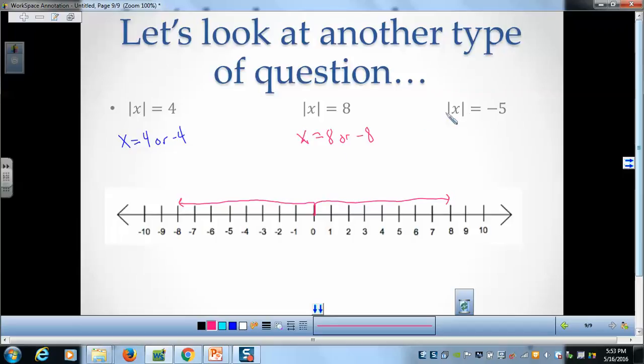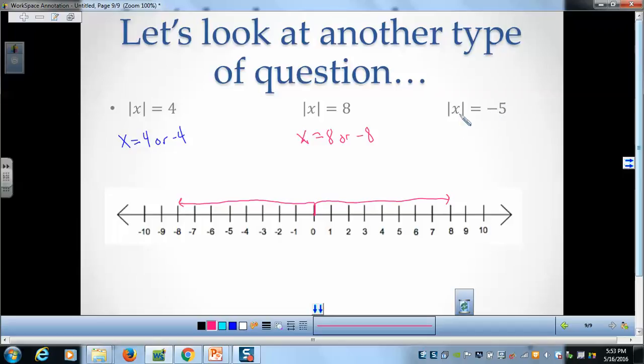And then finally, let's look at this. This says, once again, we see our absolute value bars here. What number has a distance from 0 of -5 units? So can our distance be negative? And the answer is not in this case.